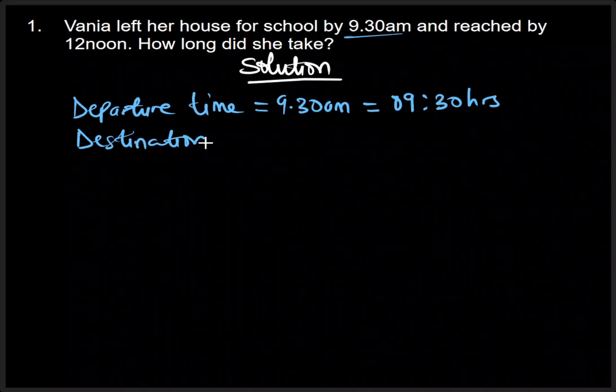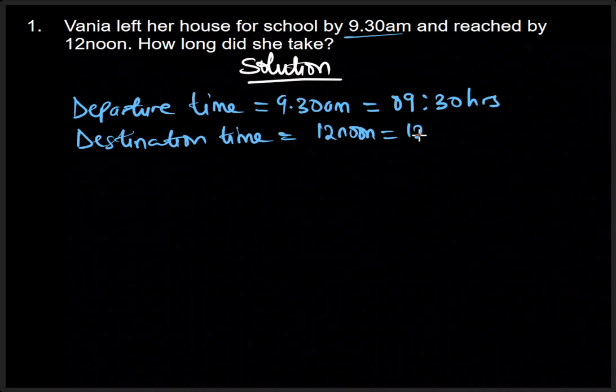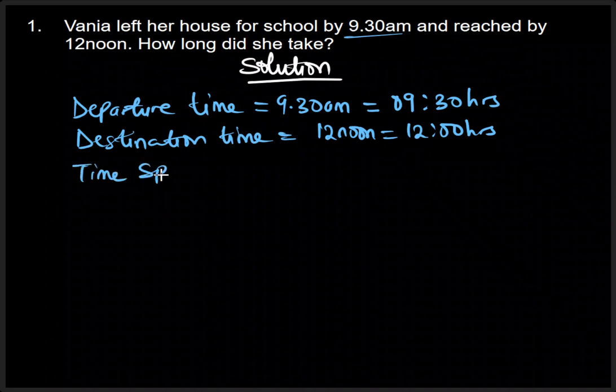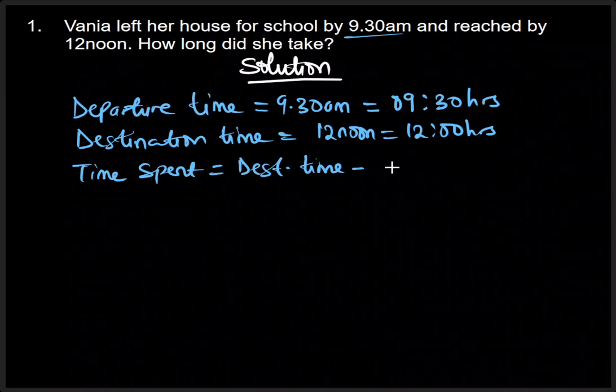Destination time. All right, so that will give us 12 noon, which is equal to 1200 hours. So we are looking at the time spent. How long did she take? That's the time spent. So our time spent equals destination time minus departure time. That's the formula for time spent: destination time minus departure time.